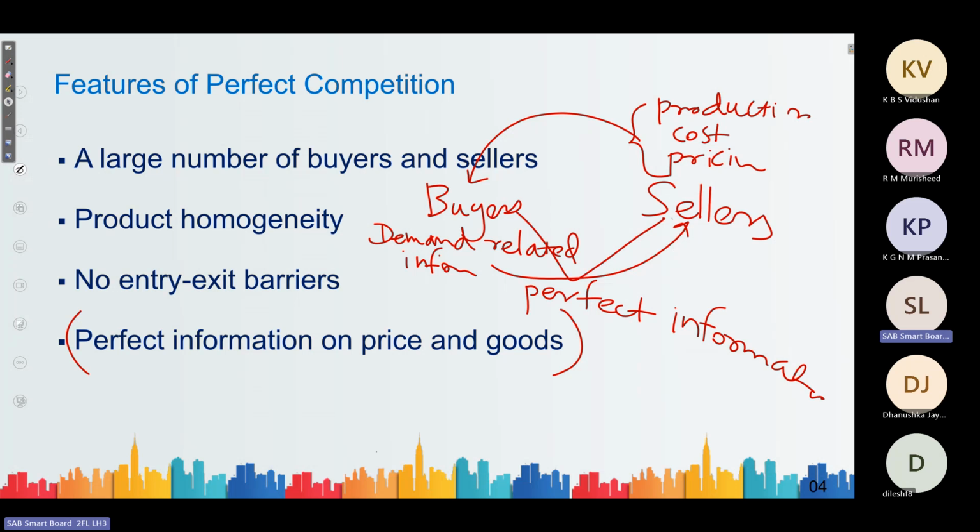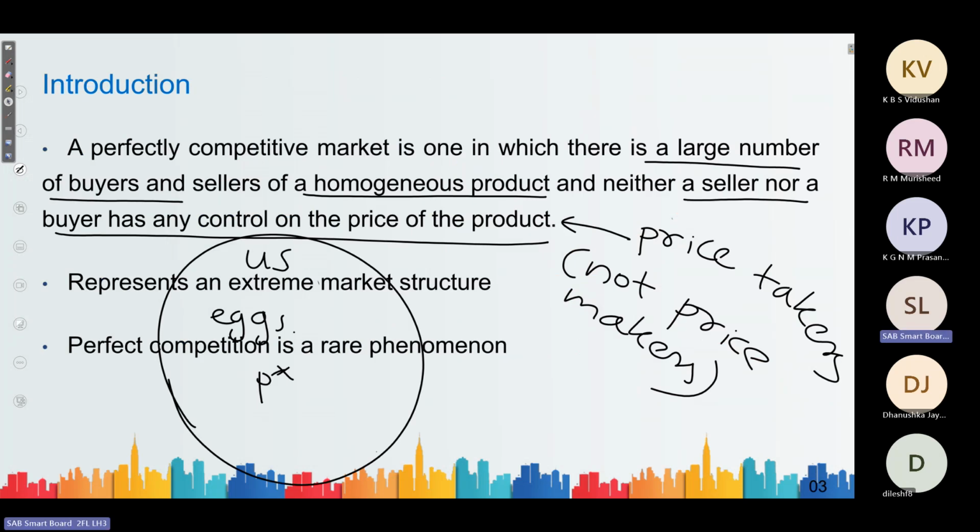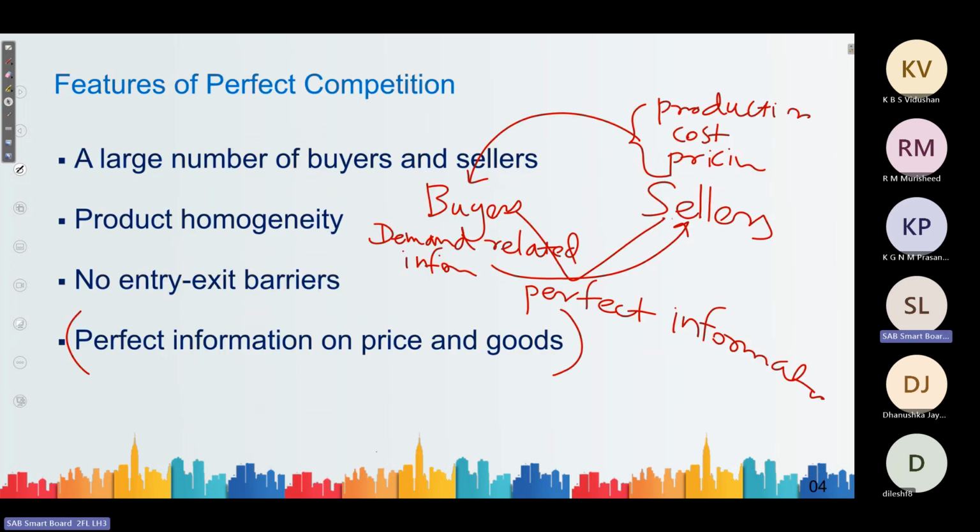Can we expect this idealistic situation in the real world? No. Even in the United States, we see a large number of buyers and sellers, products are homogeneous, and sellers and buyers don't have power to control the price. But in this respect, it's not perfect competition. The eggs market in the United States may not be a perfect example for perfect competition because this feature may be lacking.